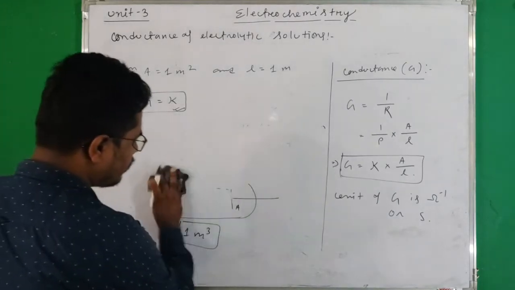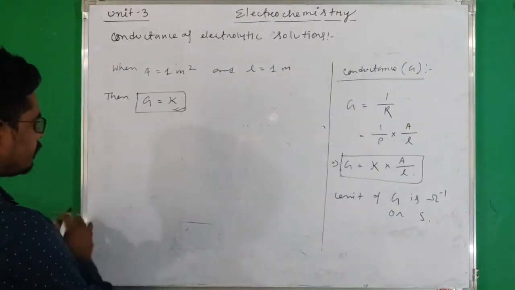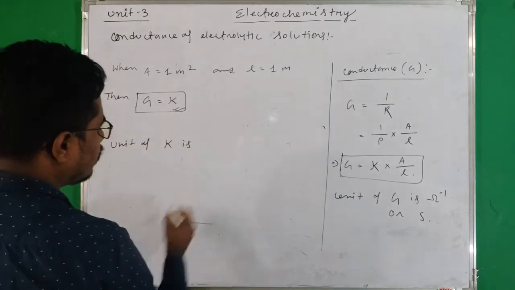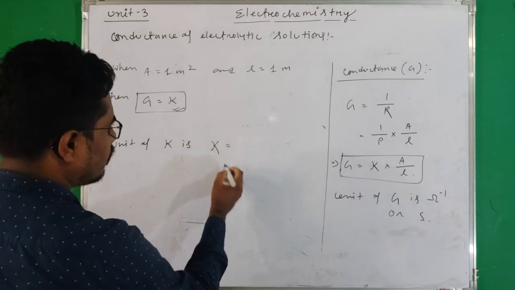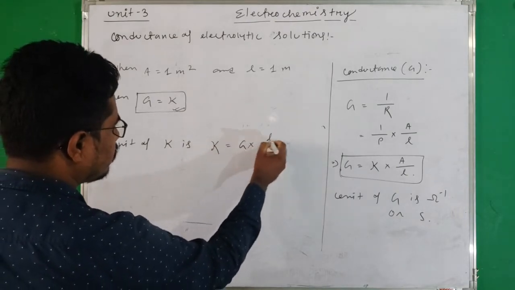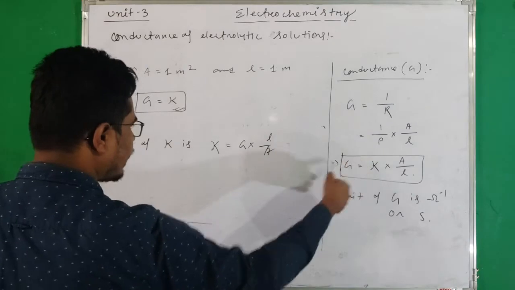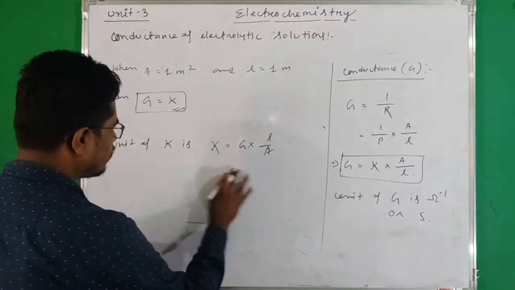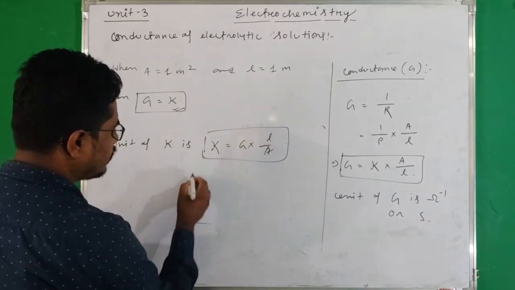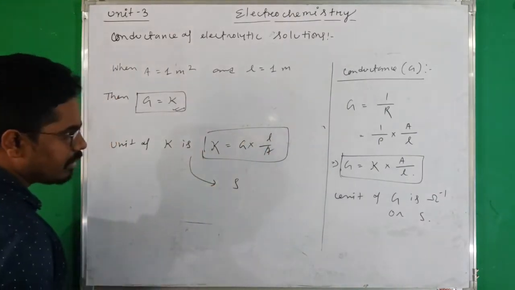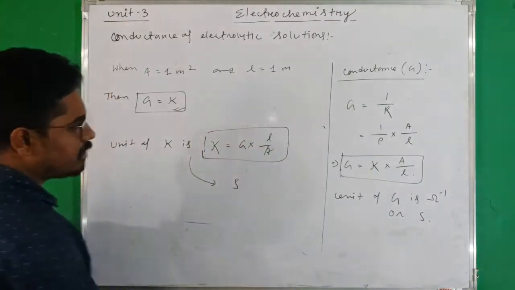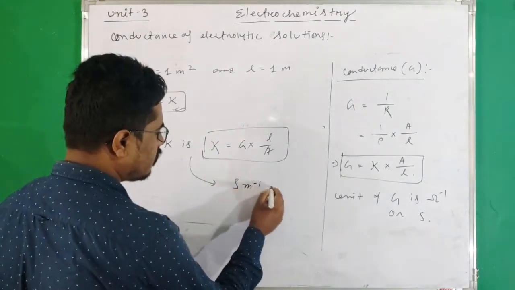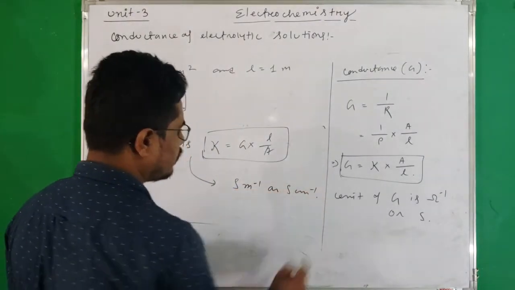Now the unit of conductivity, unit of kappa. We get kappa equal to G into L by A. The unit of G is Siemen, the unit of length is meter and area is meter square, therefore Siemen per meter or Siemen per centimeter.